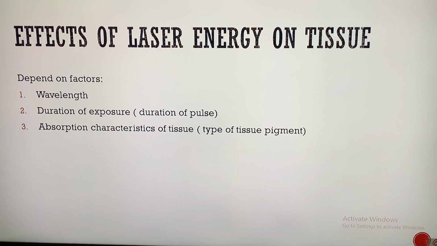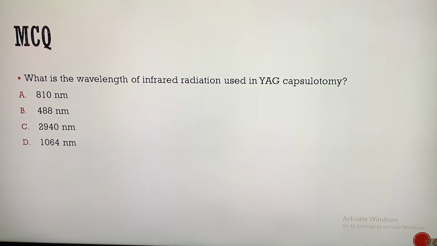Effects of laser energy on tissue depend on factors like wavelength, duration of pulse, and type of the tissue pigment at which the laser is being incident. What is the wavelength of infrared radiation used in YAG capsulotomy?